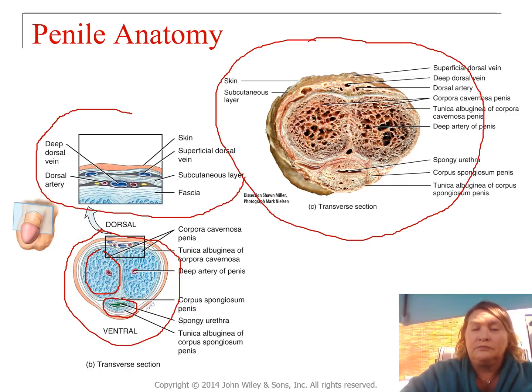This picture, the very top, this one actually has a square around it. This is where you have the deep dorsal vein that drains the blood. The dorsal arteries, a dorsal artery on either side. And then there's a more superficial dorsal vein and fascia. Don't worry too much about the fascia.